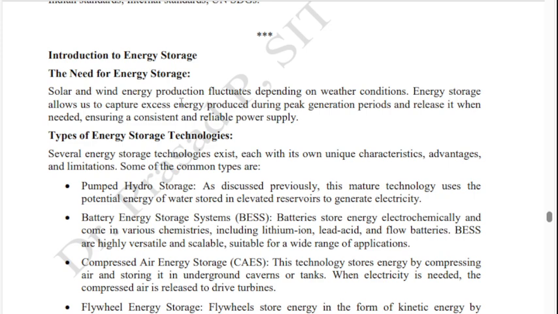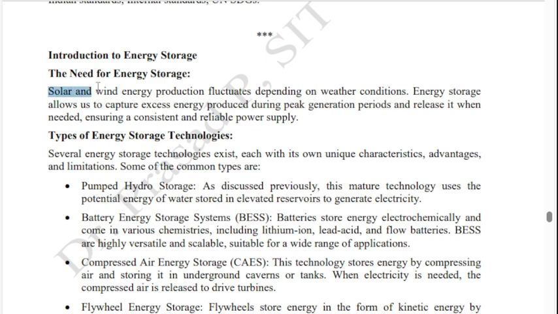We know it right now, because when the continuous energy supply stops, we cannot predict what can happen. Some interruption can happen, but we need a continuous energy supply to run almost all our electronic devices. Solar and wind energy production fluctuates depending upon the weather conditions. So energy storage allows us to capture excess energy produced during the peak generation periods when we are using solar or wind energy, not the normal energy supply that we are using as such.